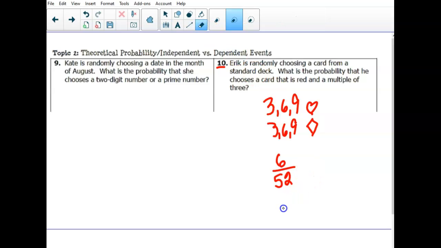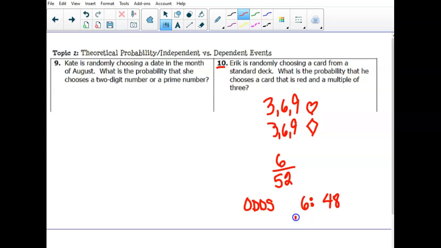I have a question. If that was an odds question, how would it be different? Because odds are on the quiz. Yes, so 6 winners to 48 losers. That's only if it had said odds, okay? Everybody remember the difference? Okay, it said probability, so this is what we wanted, or the reduced form of that.